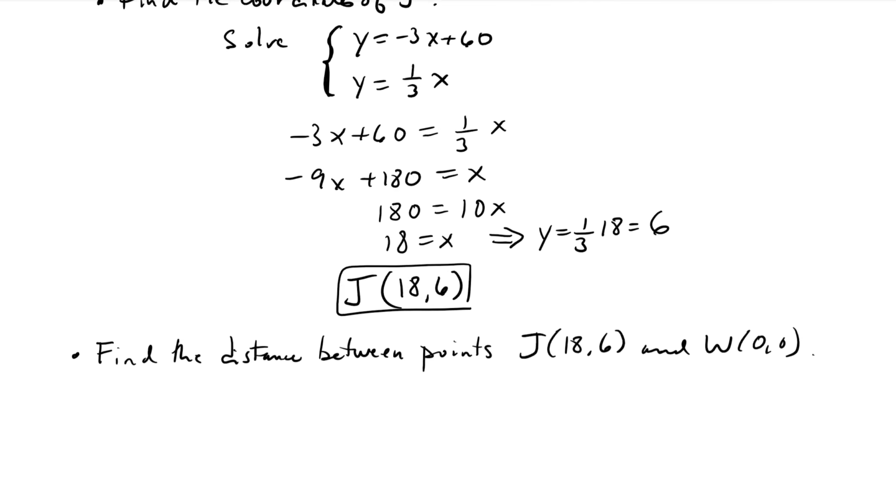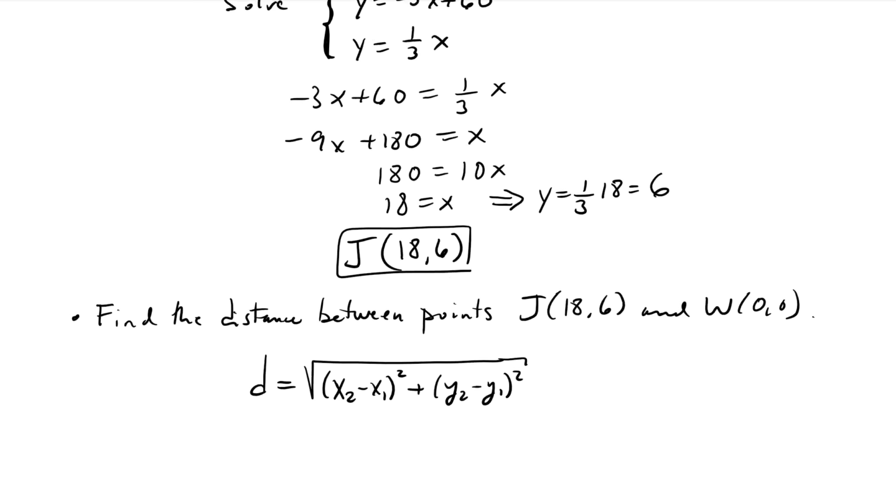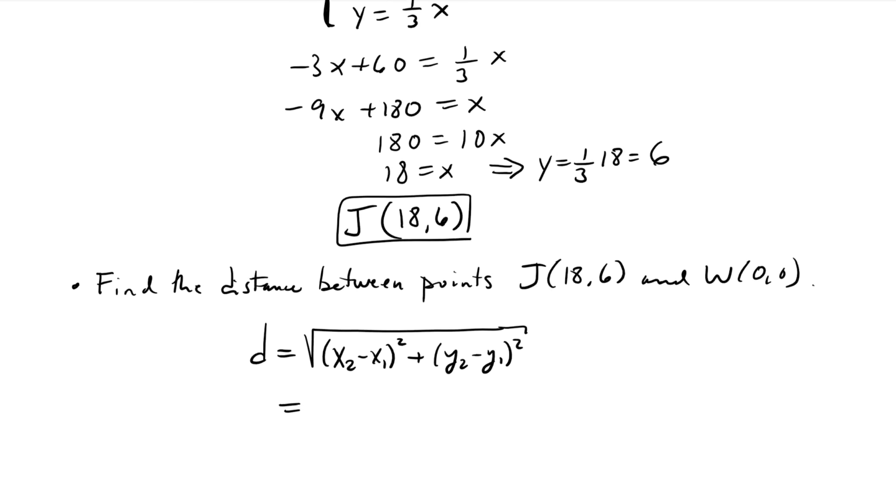So find the distance between J and W. So the distance, what is it? It's the square root of the difference between the x-coordinates squared and the difference between the y-coordinates squared. It's the Pythagorean theorem. I'm not going to re-explain it. There was a section where we reviewed the distance formula. So this is how it's obtained.